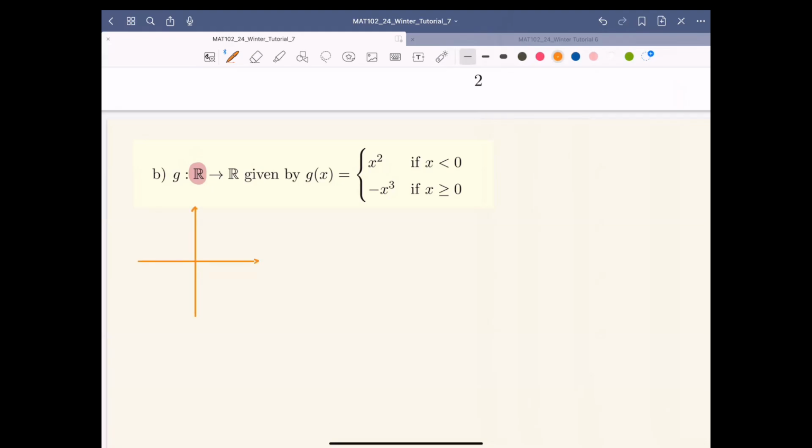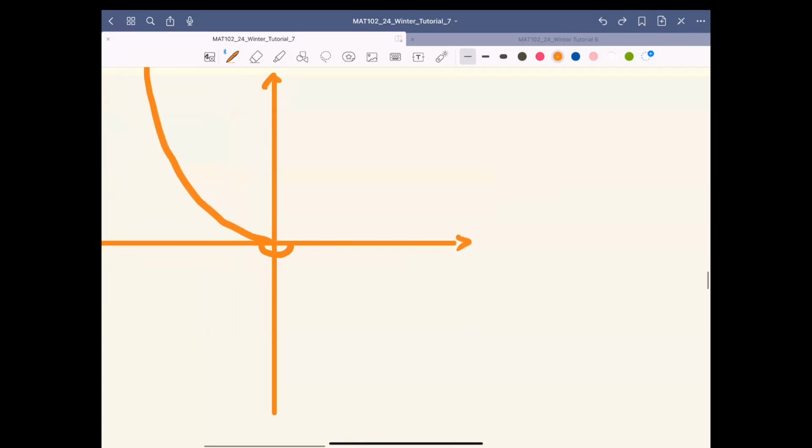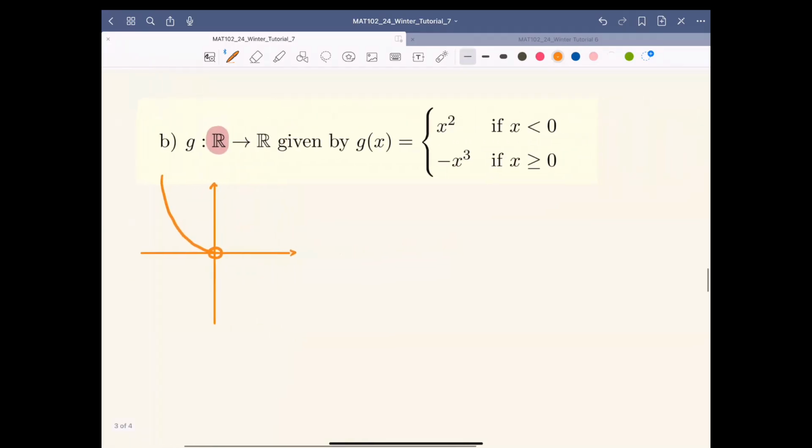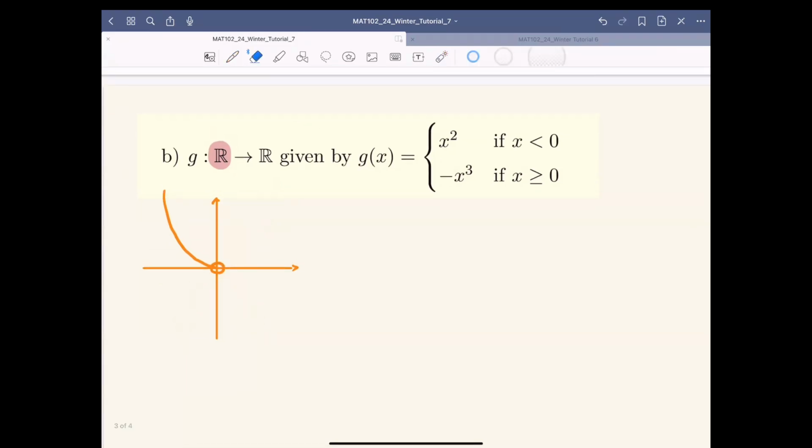Okay, so let's see. If it's less than 0, it equals x squared. So this is what it looks like. And there's a hole here. The hole is not very clear, so okay. And if it's greater than or equal to 0, it equals negative of x cubed. So x cubed on this side looks like this, right? Negative of that means that you do the symmetric of that, or something like this. And at 0 it equals 0, so I'm gonna remove this hole. This is what it looks like.